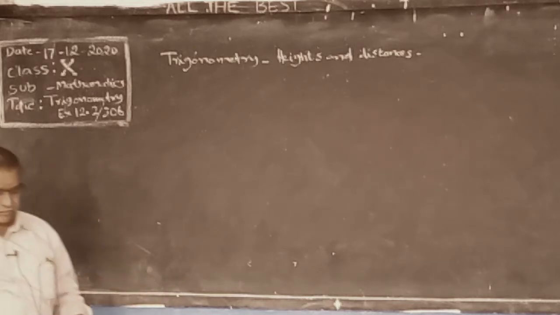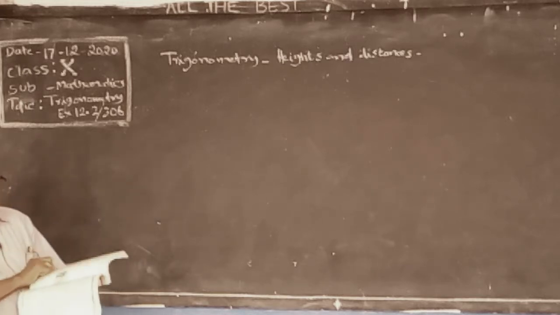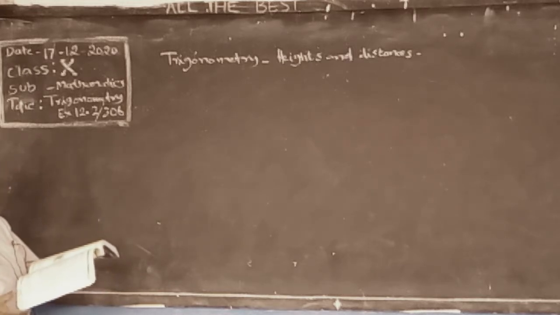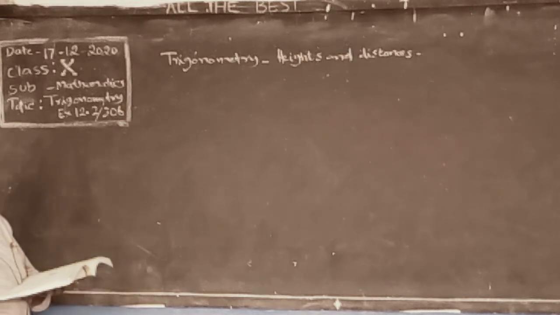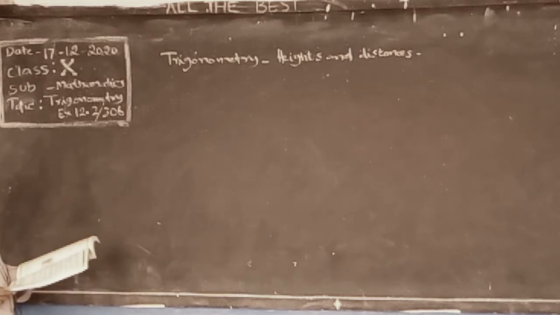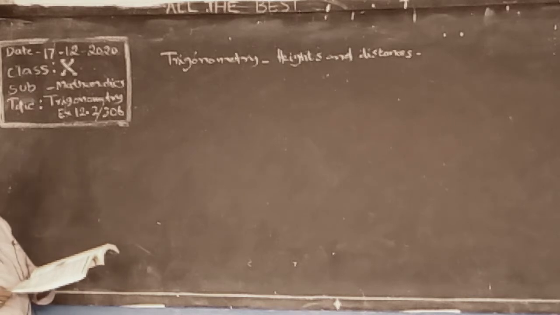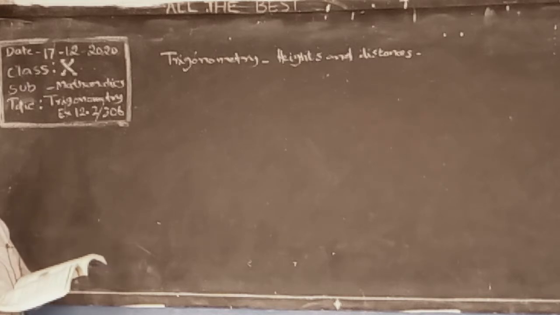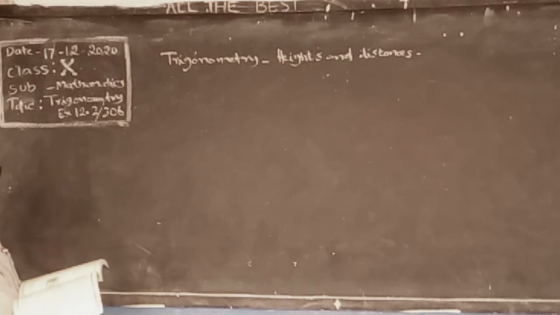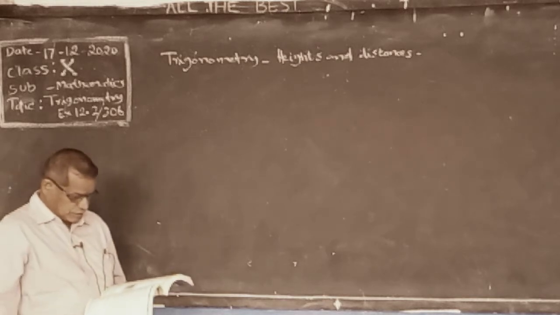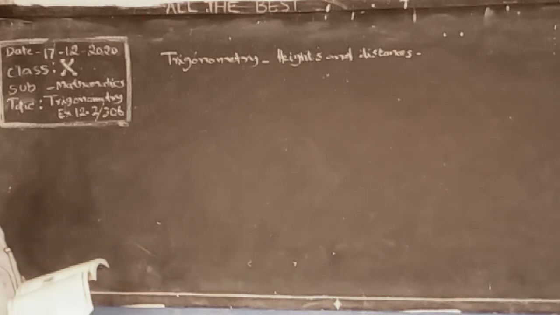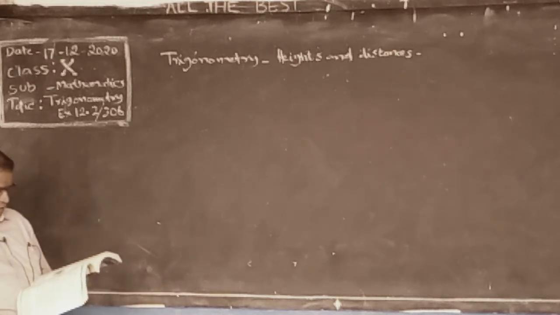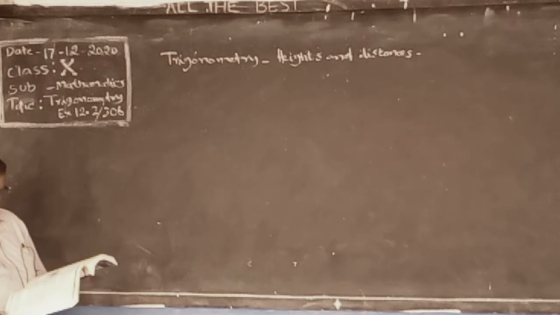First question, I will read the question. A TV tower stands vertically on the side of the road. From a point on the other side directly opposite to the tower, the angle of elevation of the top of the tower is 60 degrees. From another point 10 meters away from this point on the line joining this point to the foot of the tower, the angle of elevation of the top of the tower is 30 degrees. Find the height of the tower and width of the road.